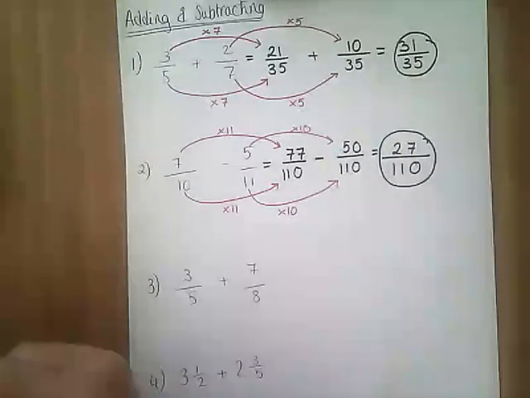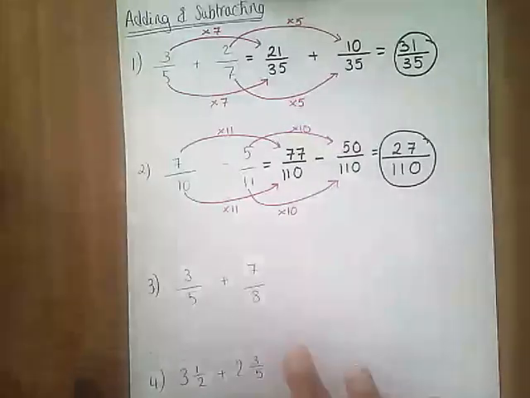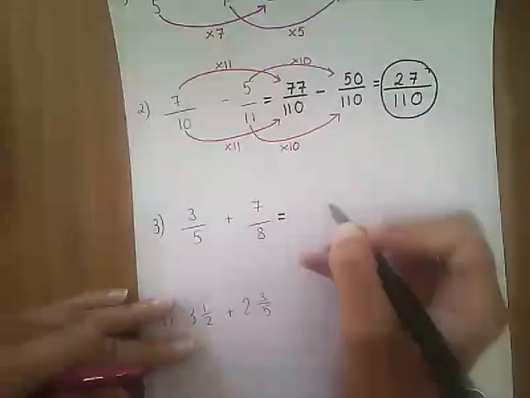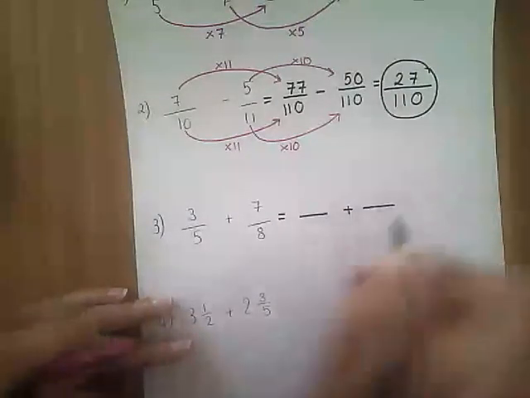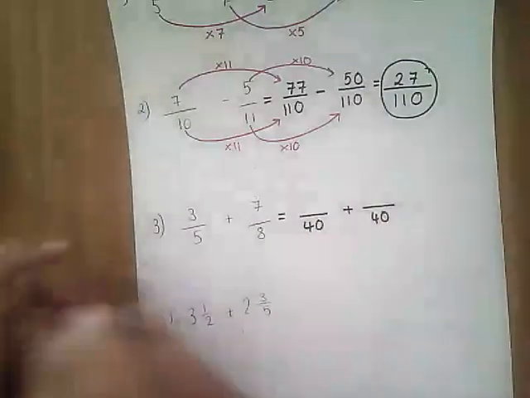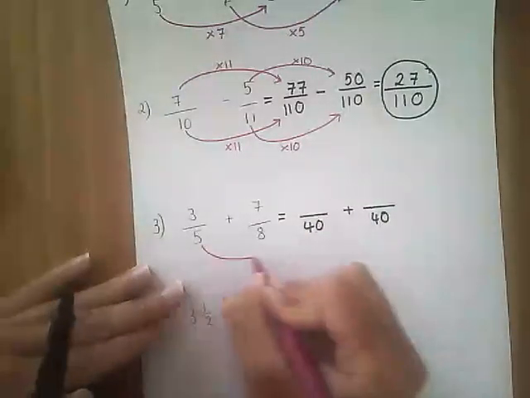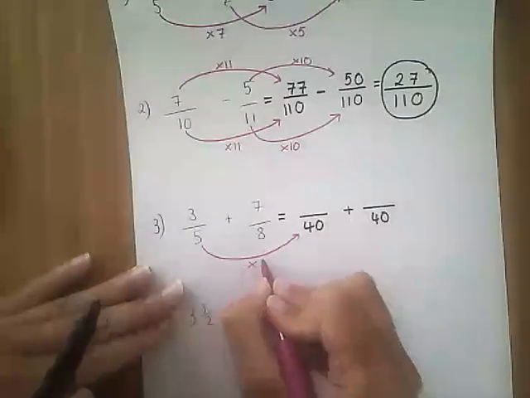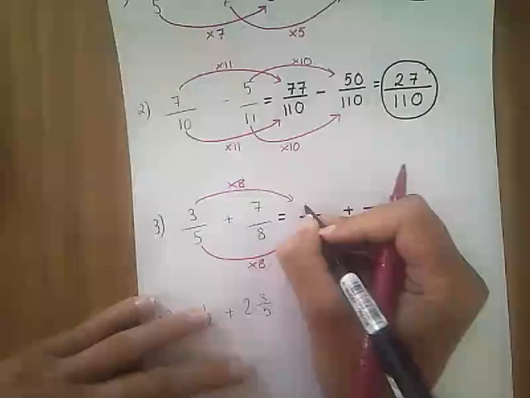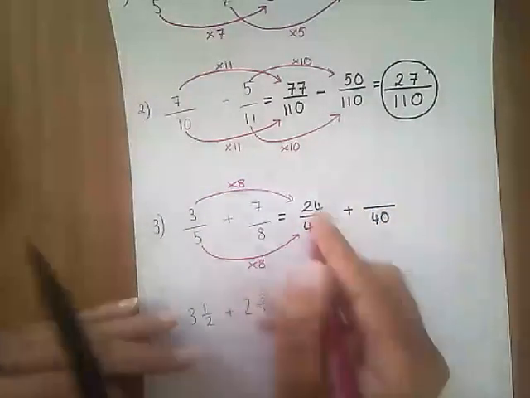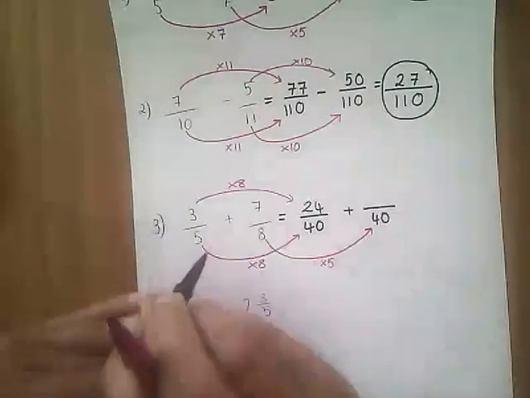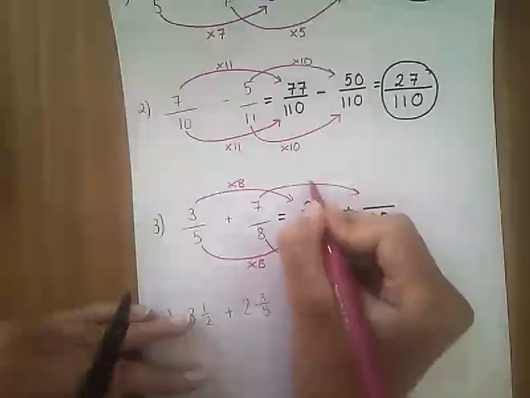Okay? Right, number 3. 3/5 plus 7/8. Let's find our common denominator. Our common denominator is going to be 40. Both 5 and 8 go into 40. What have I done to the 5 to get it to be 40? I've times by 8, so I've got to do the same to the top. 3 times 8 makes 24. What have I done to the 8 to get it to be 40? I've times by 5, so I've got to do the same to the top to keep it equivalent.